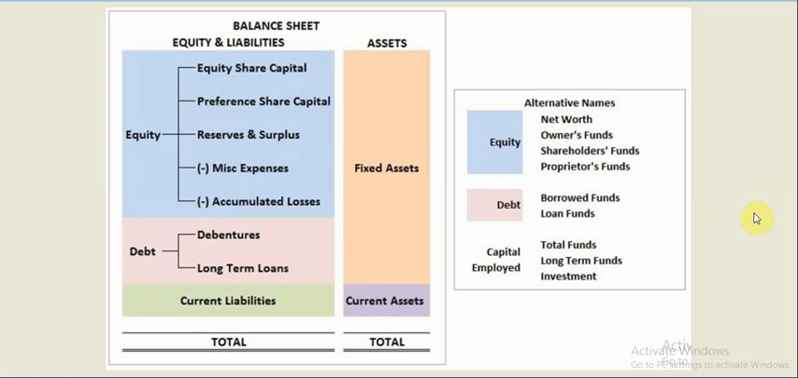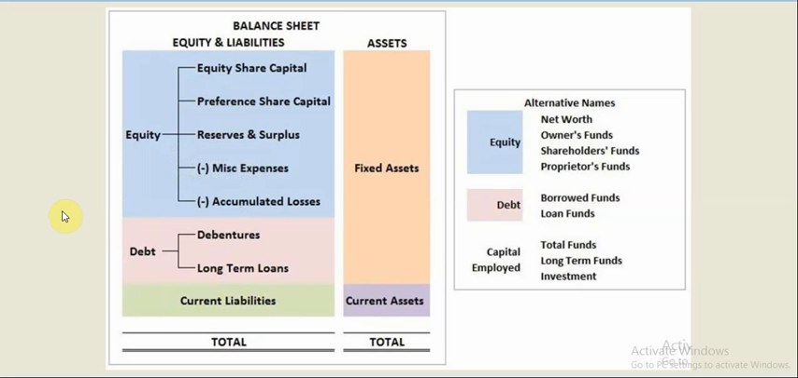So in a balance sheet we have two sides. One is the assets side and the other side is the equity and liabilities side. Under equity and liabilities side we have two components. One is equity and the other component is liabilities. Friends, under liabilities again we have a classification. It is long term liabilities and then current liabilities. Long term liabilities can also be called debt, and the other component is current liabilities. So basically under the equity and liabilities side we have equity, we have debt, and then we have current liabilities.